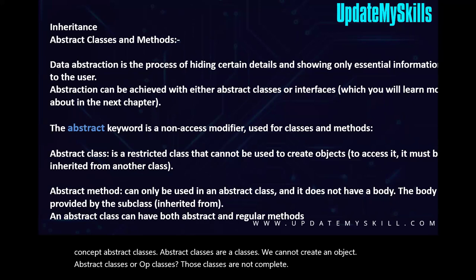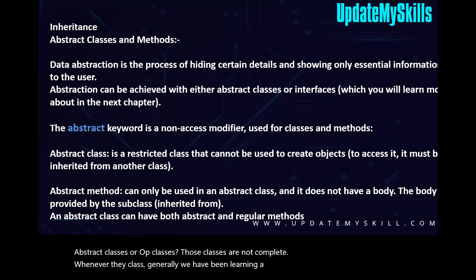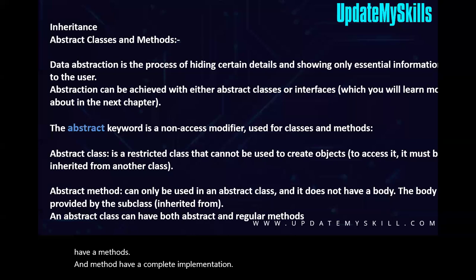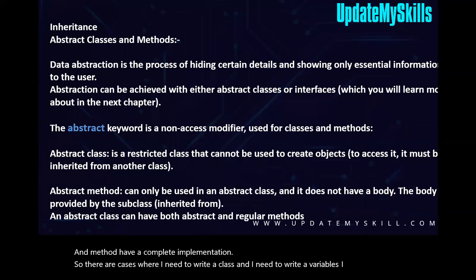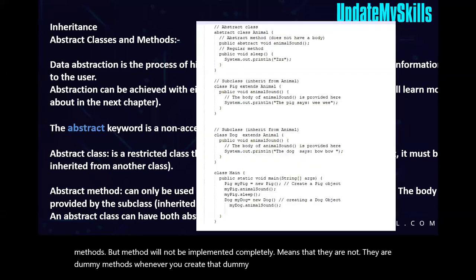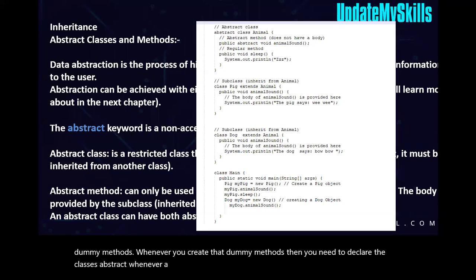Generally we have been learning that a class will have variables, a class will have methods, and a method has a complete implementation. But there are cases where I need to write a class with variables and methods, but the methods will not be implemented completely. Those are dummy methods. Whenever you create dummy methods, you need to declare the class as abstract. Whenever a class is declared as abstract, you cannot create an object for the class.